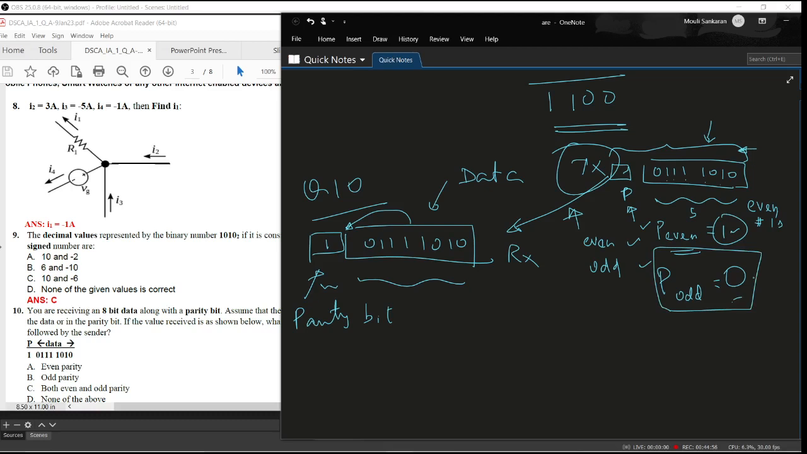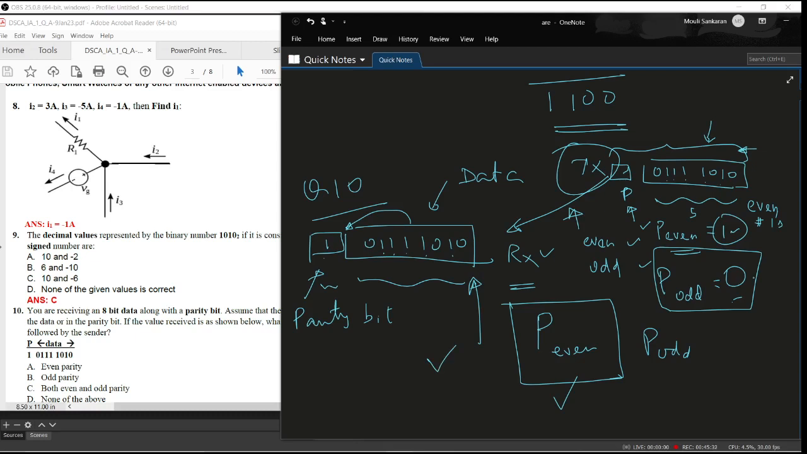Now what is happening is, when I am sending this data, the receiver is already told whether the transmitter is following even parity or odd parity. That is known to the receiver. Now what does the receiver do? It looks at the number of ones in the received data. Suppose the sender has told that it is going to follow even parity, then it will look at the content it has received. It will count again 1, 2, 3, 4, 5, 6. So six ones are there, which is an even number, and the sender said that it is following even parity, so the data is received correctly.